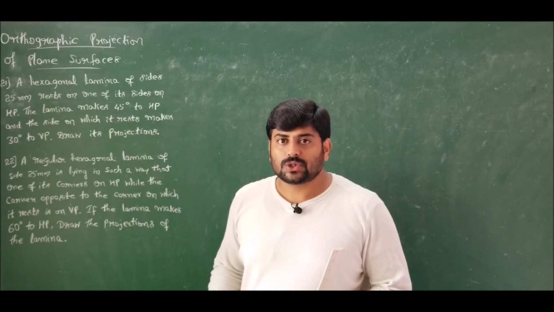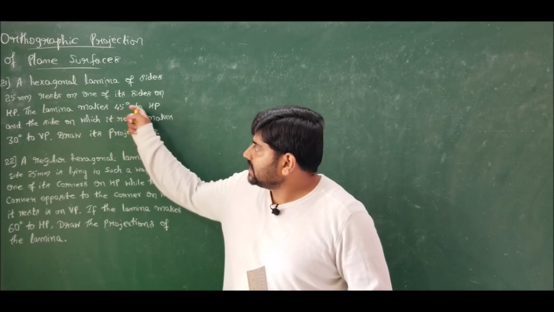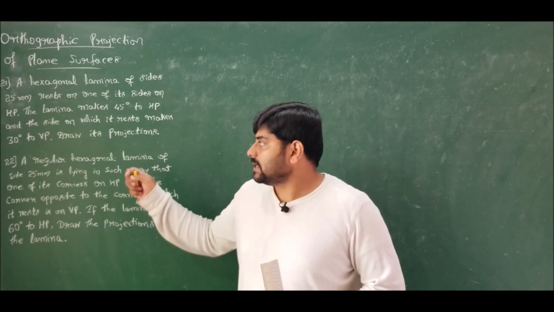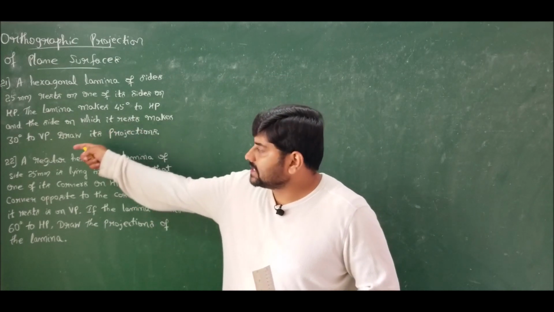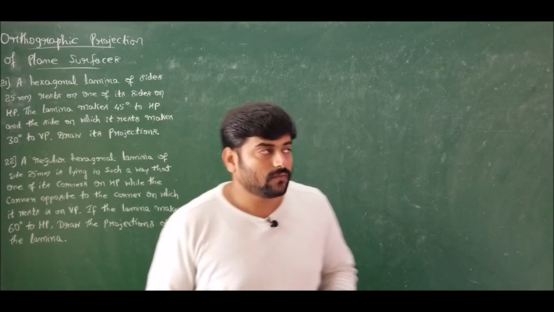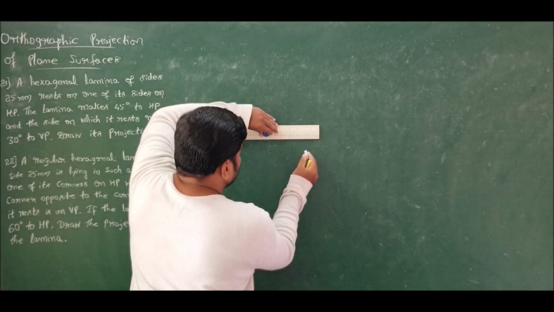In the second position, I should show inclination with respect to HP itself. The laminae itself is making 45 degrees to HP. In the third position, I should show inclination with respect to the vertical plane. The side on which it rests makes 30 degrees to VP. So the question itself is in order. Come, let us solve problem number 21, for which let me draw the XY line first.